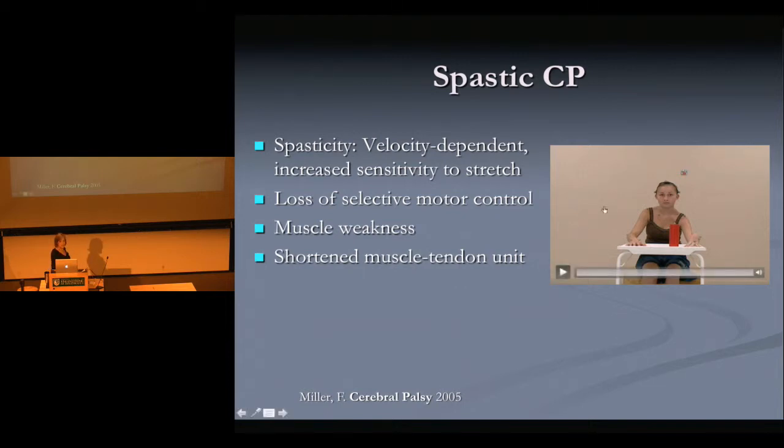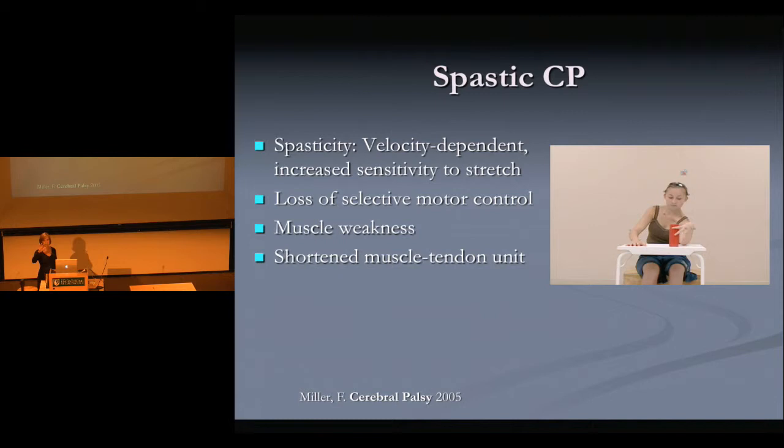In spastic cerebral palsy, it's characterized by spasticity, which is a velocity-dependent increased sensitivity to stretch. We also see a loss of independent or selective motor control. If you ask them to tap one finger, the whole hand goes, or maybe even the whole arm moves. There's often significant muscle weakness and shortened muscle tendon unit, meaning that the growth of the muscle and the tendon doesn't keep up to the growth of the bone.